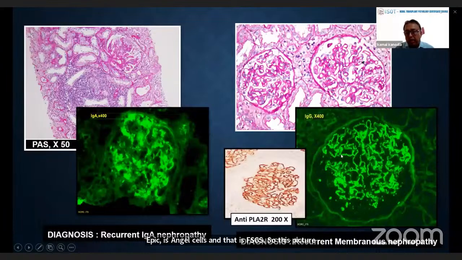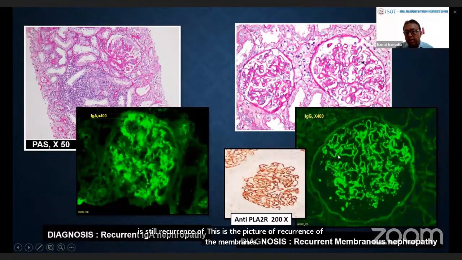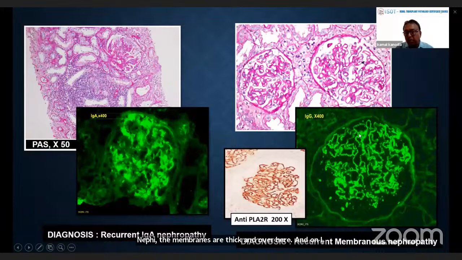This is the picture of recurrence of membranous nephropathy. The membranes are thickened over here. On IF, you can see a granular deposition along the GBM, with intensity of almost 3+. And when we did anti-PLA2R, it was positive along the GBM. This confirms the recurrence of membranous nephropathy.